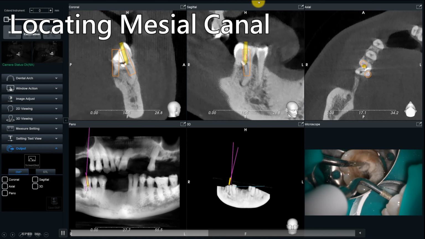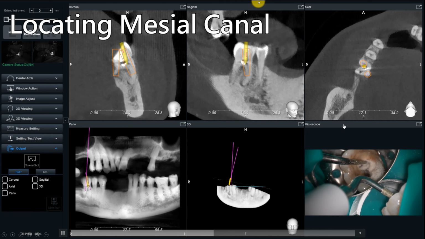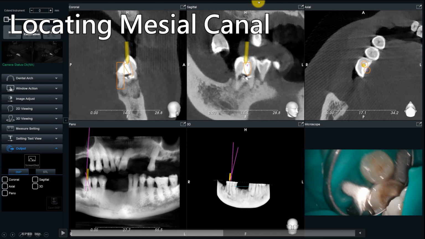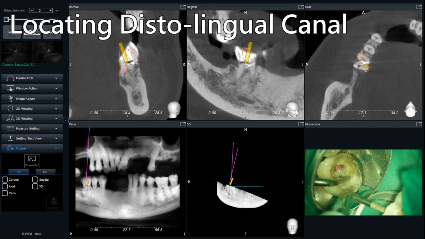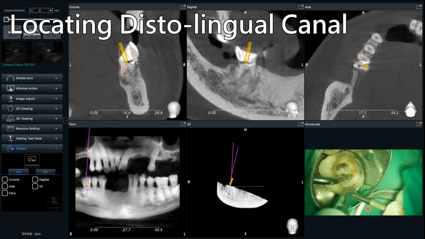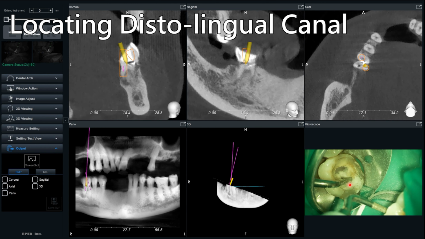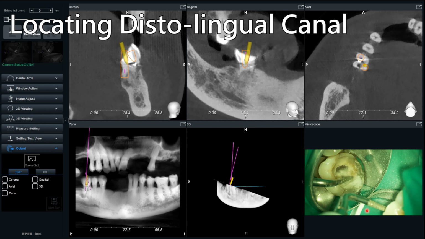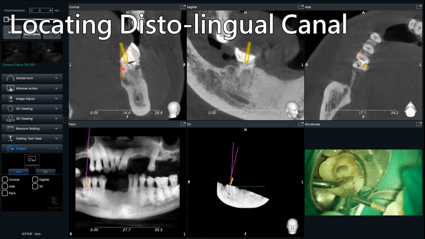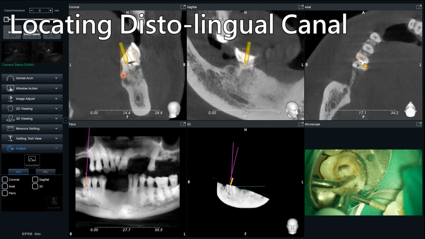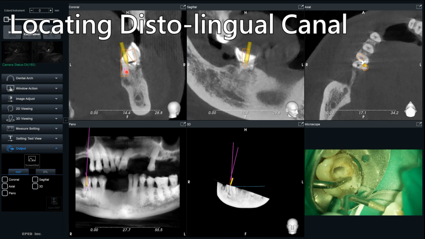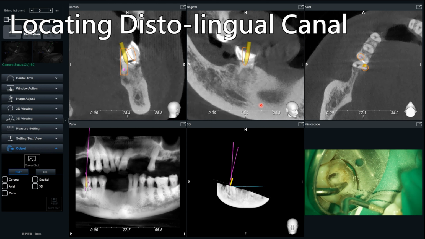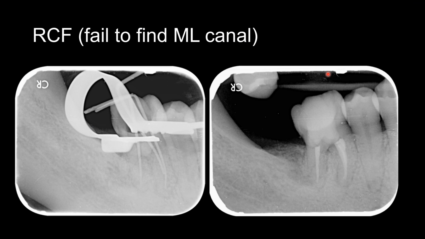And I located the mesial canal directly because it's very easy. And in this APEX software, we can put a microscope image here. And this is where I drilled to reach the distal lingual canal. But you can hardly see the distal lingual canal in the CBCT. Almost, you cannot see any canal there. So I kept trying, but I failed.